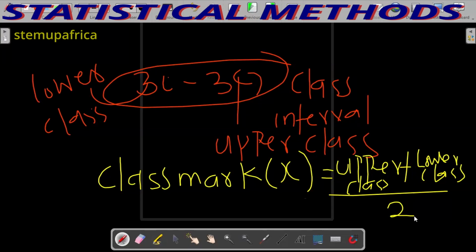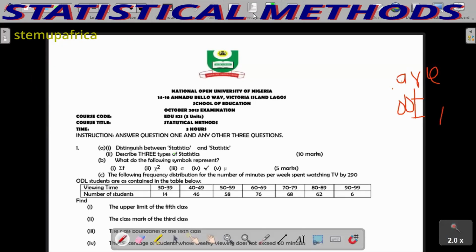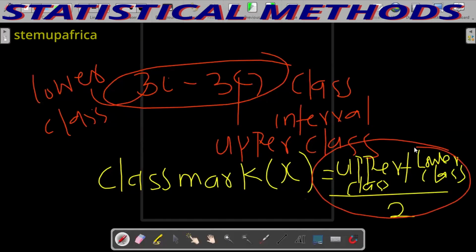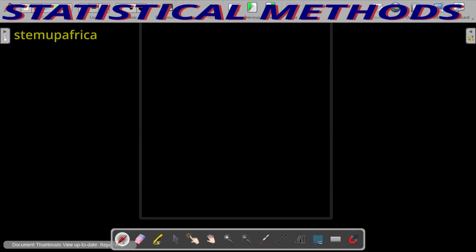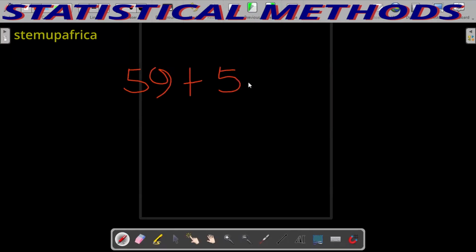So if you go back to the question now, they are asking of the class mark of the third class. The first one is the first class. This is the second class. This is the third class. So they are asking of the class mark of the third class. So we are dealing with 50 to 59. Let's apply the formula now to determine the class mark. So we're going to have 59, which is the upper class, plus 50, which is the lower class, divided by 2. This is X.